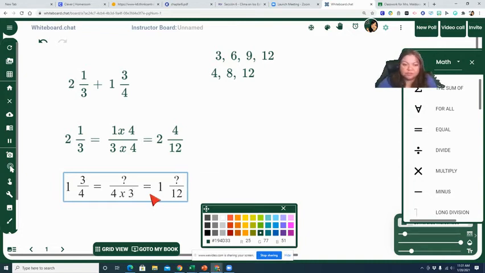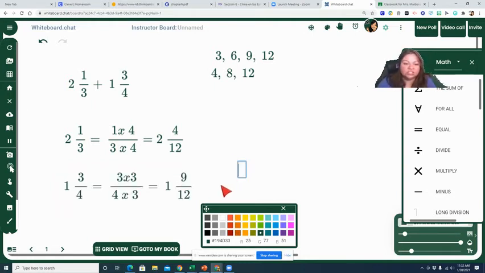So my denominator was 4 times 3, so my numerator is 3 times 3. If you're still confused, just note that I'm using the 3 from here to multiply both on the same number. So 4 times 3 is 12, 3 times 3 is 9. So the equivalent fraction of 1 3/4 is 1 9/12.